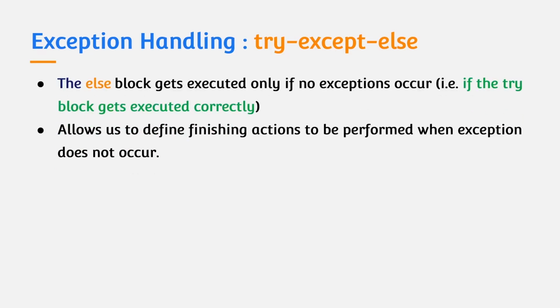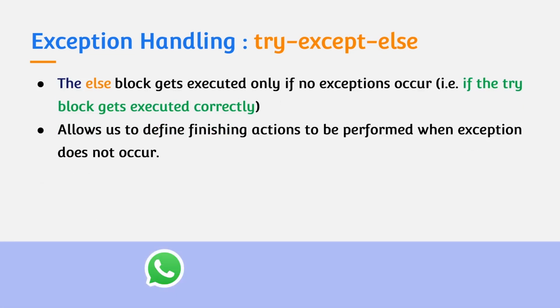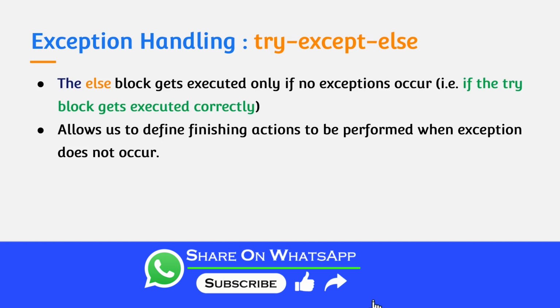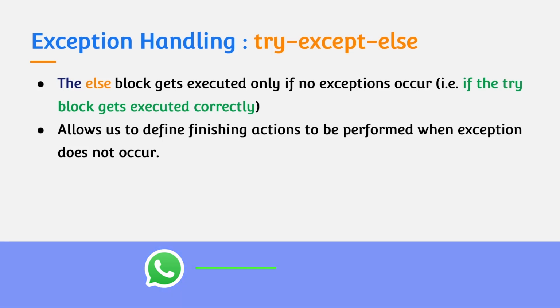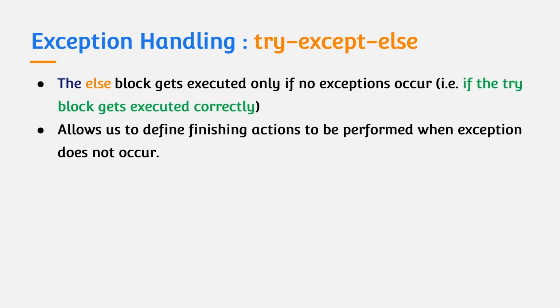Now let us look at the try except else statement. The else block gets executed only if no exception occurs, that is if the try block gets executed correctly, and this try except else statement allows us to define finishing actions to be performed when an exception does not occur. The syntax of the try except else statement is similar, and here is the syntax.